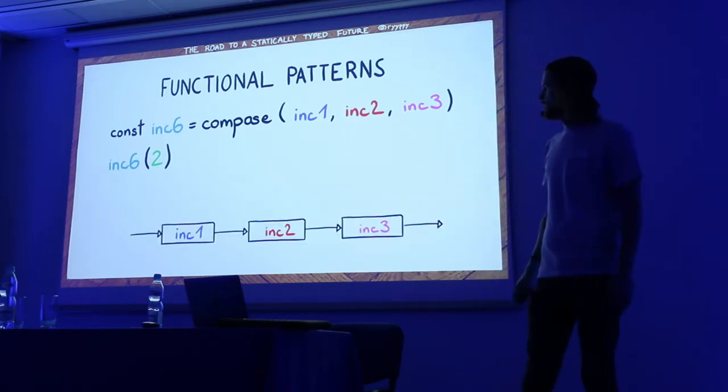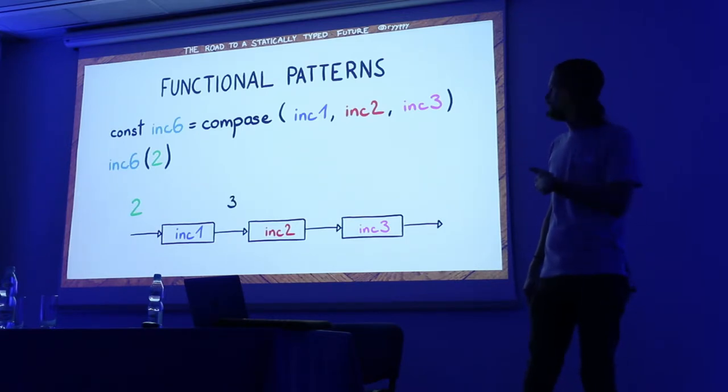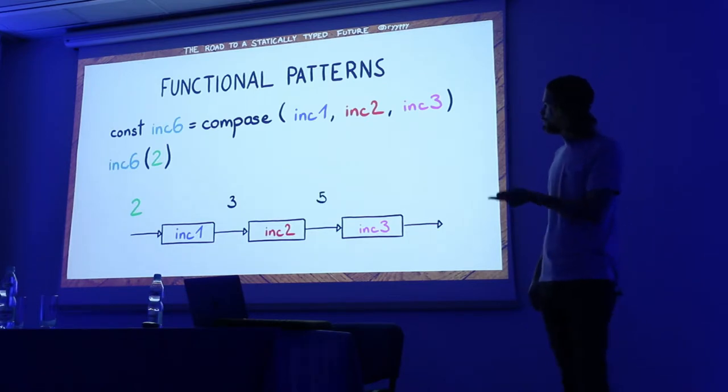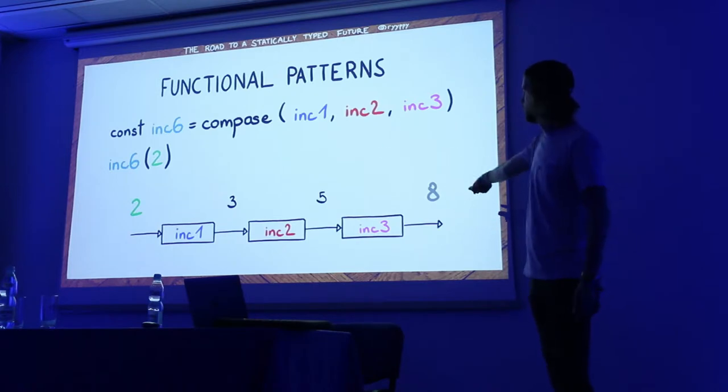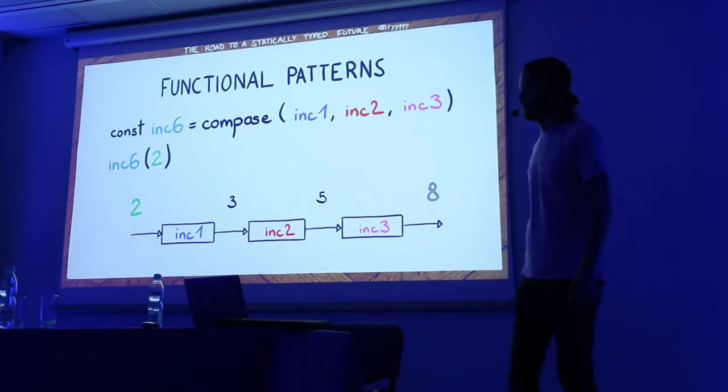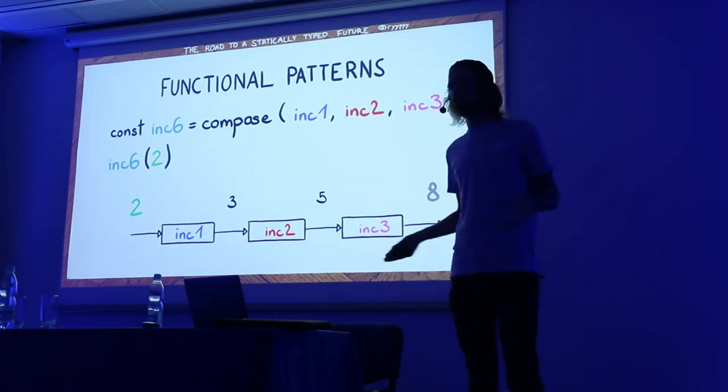What it does is it passes in the 2, it does the first function, the output is 3, the output will be piped into the next function, it's increment 2, 3 plus 2 is 5, and so on and so on. So this is a shortcut, the result of increment 6. So this is how composing of functions works.